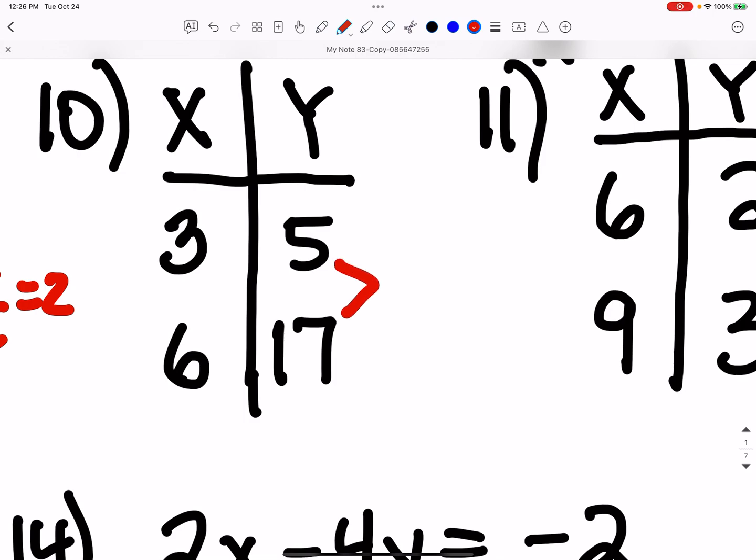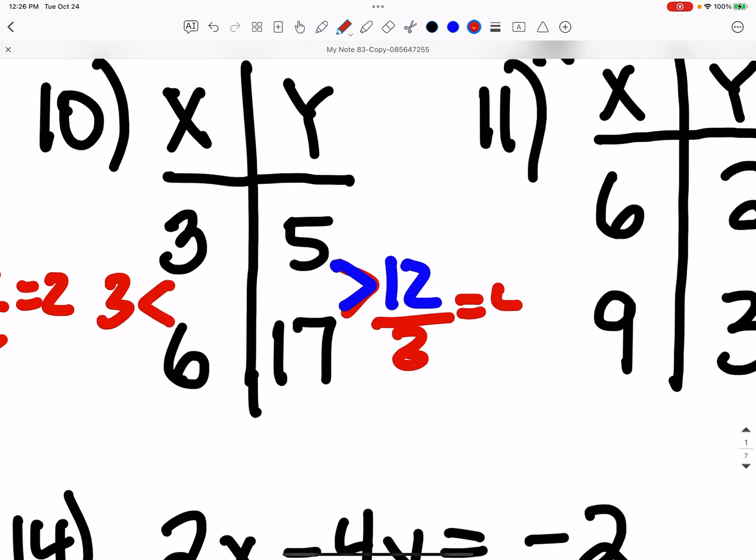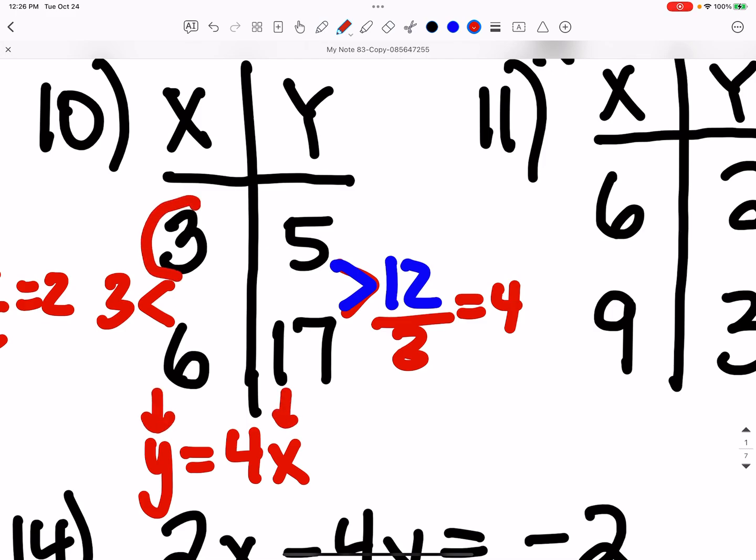Okay, this one goes up 12. This one goes over 3. So 12 thirds equals 4. So once we know the slope is 4, y equals 4x, then we test it. We're saying that our y is the same thing as 4 of our x's. Let's check that out. We take our x's, we multiply it by 4, that's 12. Nope, but my y is only 5. So if I want those to be the same, I have to minus 7 after that.